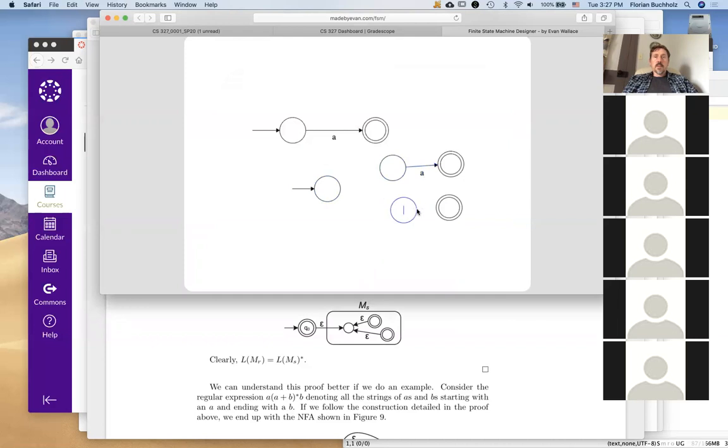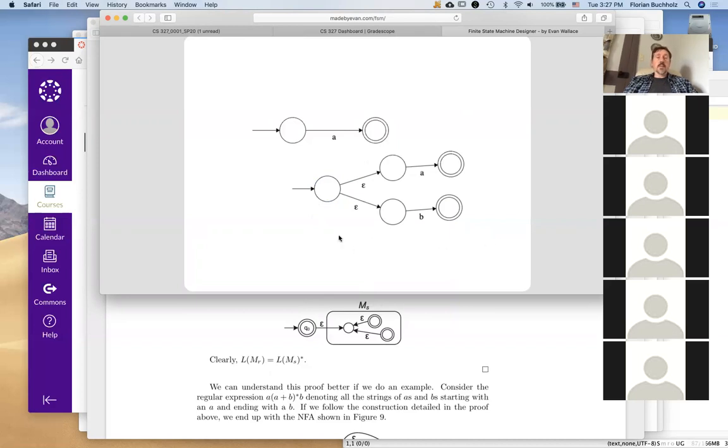So if this is the one that accepts A, and this is the one that accepts B, then for A plus B, I needed this initial state here, and then I needed epsilon transitions like that. So this whole thing now accepts A plus B. So now we have a Kleene closure though. So that's the star here.